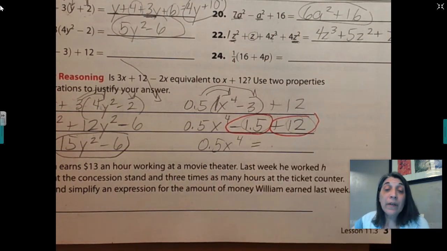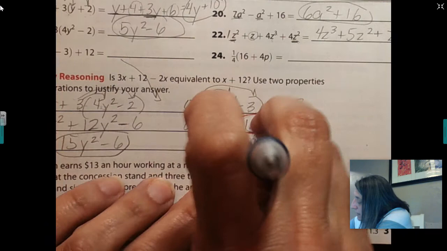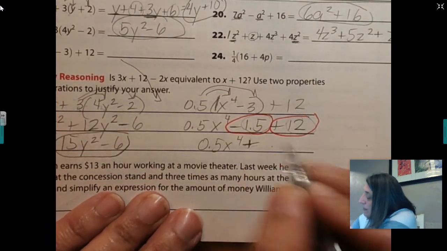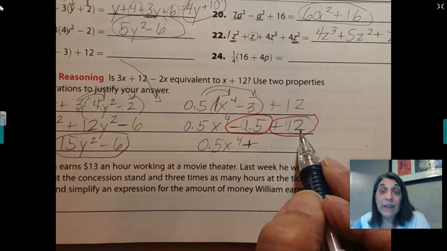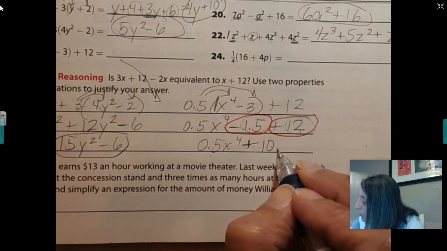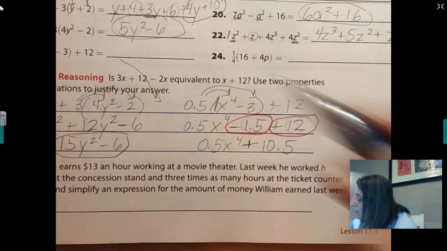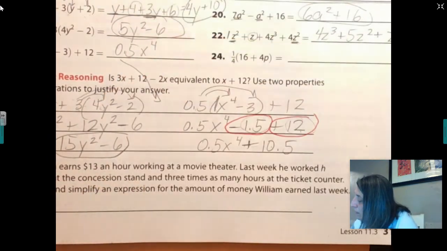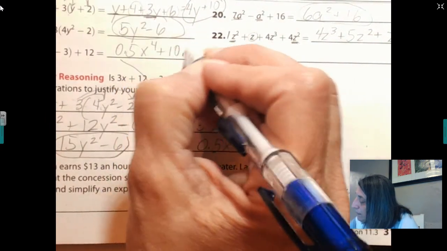So if I took away 1, I'd have 11. Sorry, that should be a plus sign there. If I take away 1, it gives me 11. If I take away half of that, it gives me 10.5. So this one ends up being 0.5 x to the 4th plus 10.5.